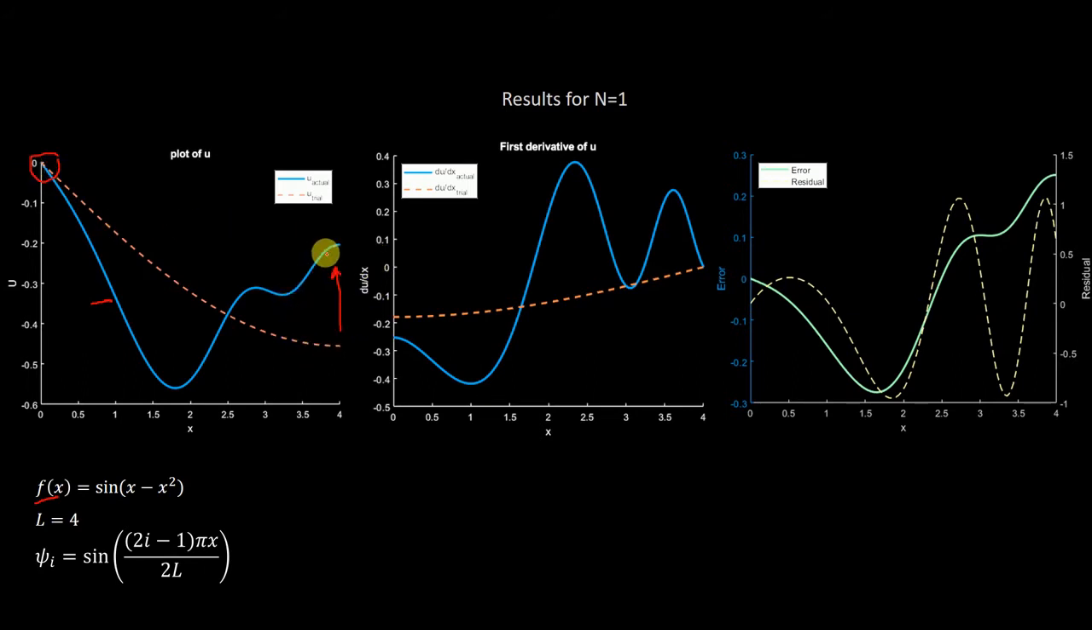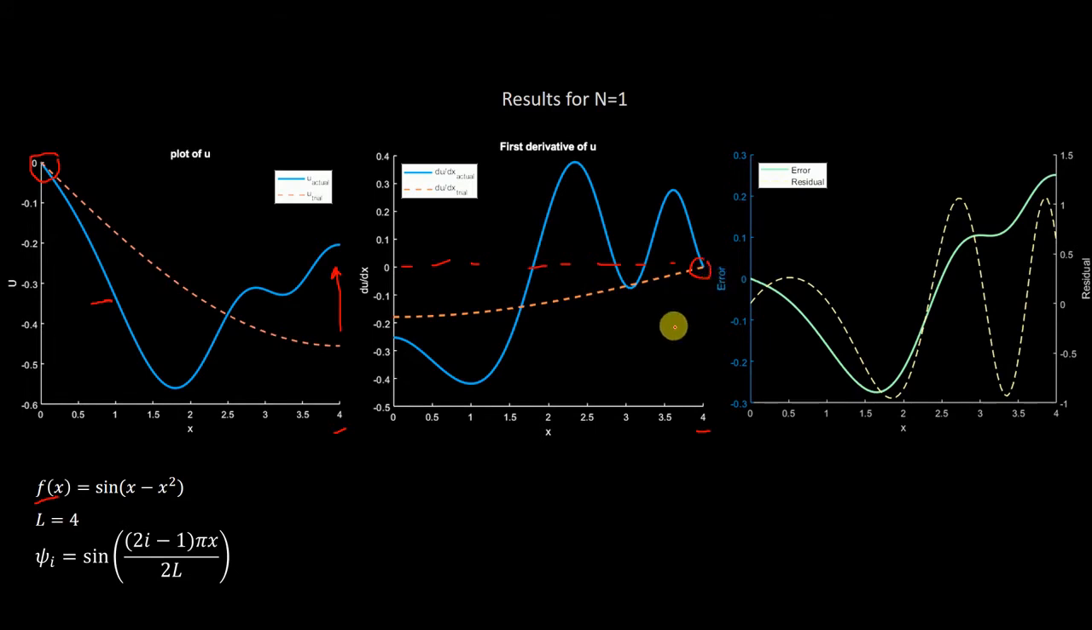Because we have not specified the Dirichlet boundary condition at this part of the boundary, which is x equals 4. Rather, we have specified the Neumann boundary condition. Okay, so the Neumann boundary condition was 0. The derivative was 0 at x equals 4. So this condition is satisfied, right? So this is the zero line. So you can see that the derivative is 0.